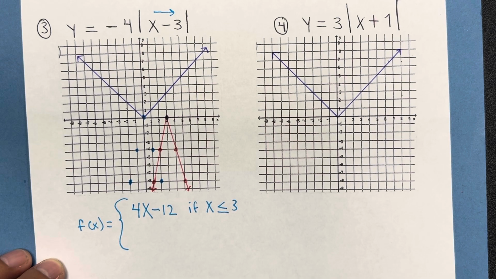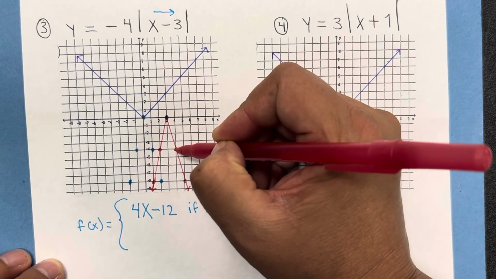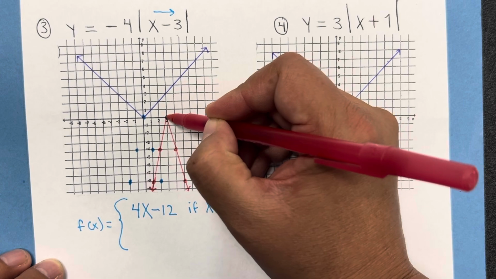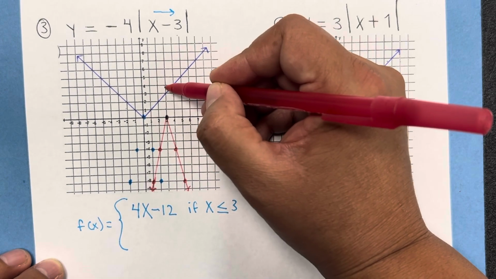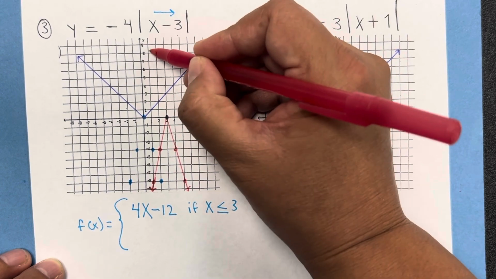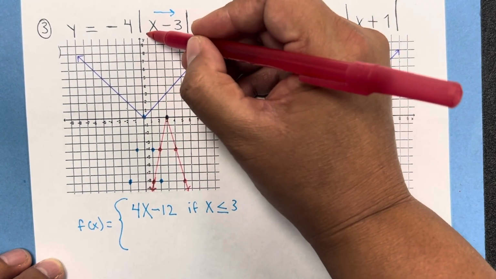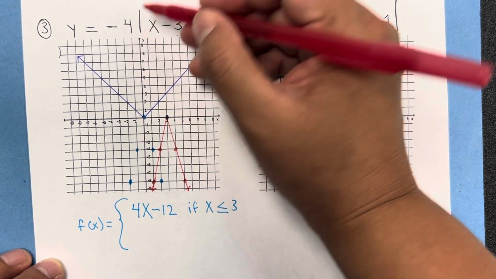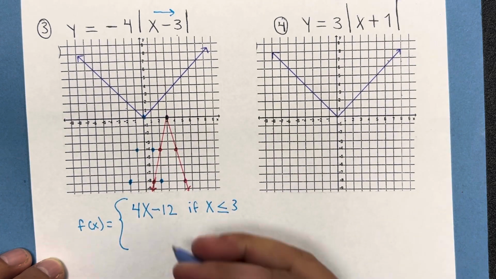For the other one, again, we're talking about it goes up 4, 1 to the left, 1, 2, 3, 4, 1 to the left, and 1, 2, 3, 4, 1 to the left. That's where it would touch. It's at positive 12.